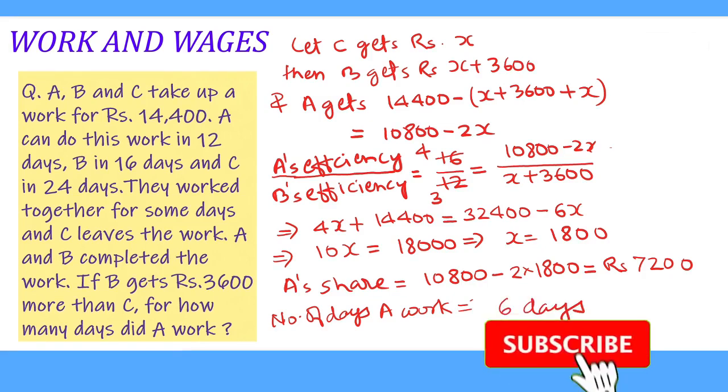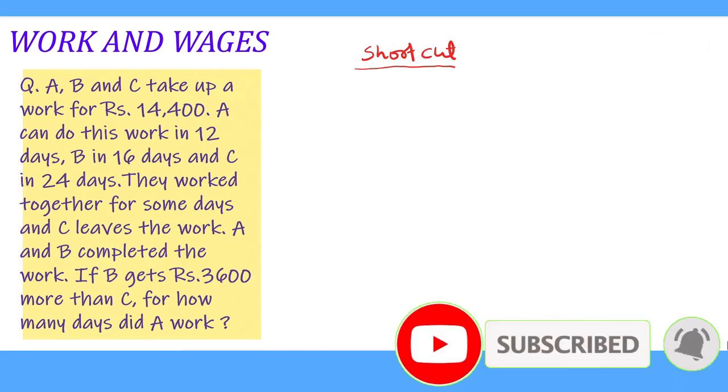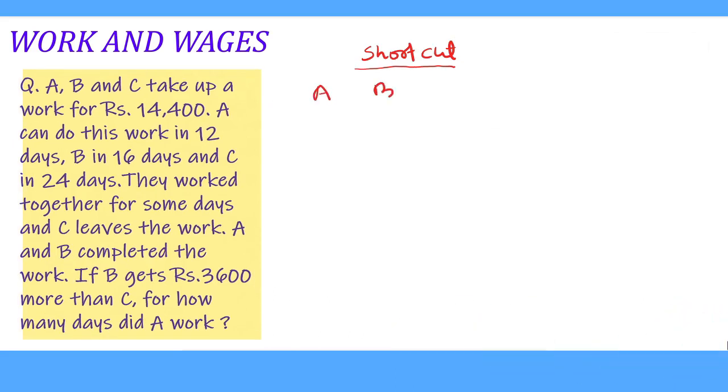Now we will solve this question by the shortcut method. We write the efficiency of A, B and C here. As A and B have worked for all the days, if we compare only their efficiency, A works for 12 days, while for the same work B has to work for 16 days. So their ratio of efficiency will be the reverse of it, which is 16:12, or we can write 4:3.